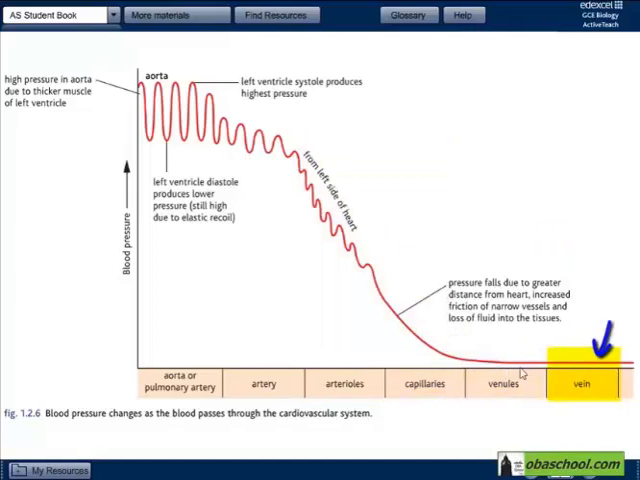So this also contributes to the lowering of the blood pressure, in addition to the thinness of capillaries. And then we reach the venules and the veins, which have the lowest blood pressure, because here we are at the end of the journey. We're going back to the heart, and the further we move from the heart, the lower the blood pressure.